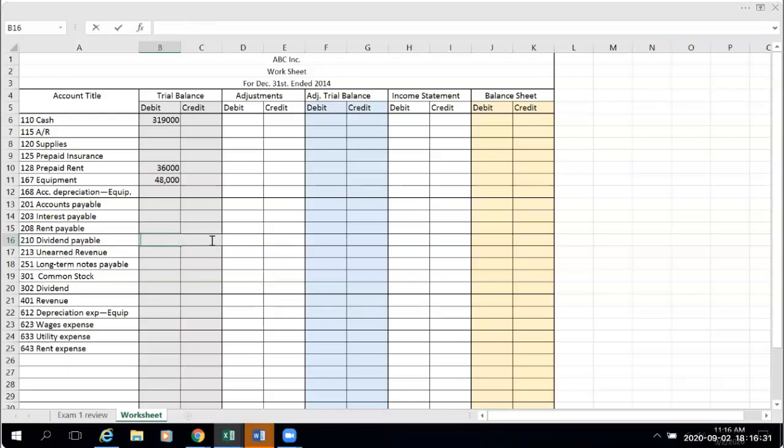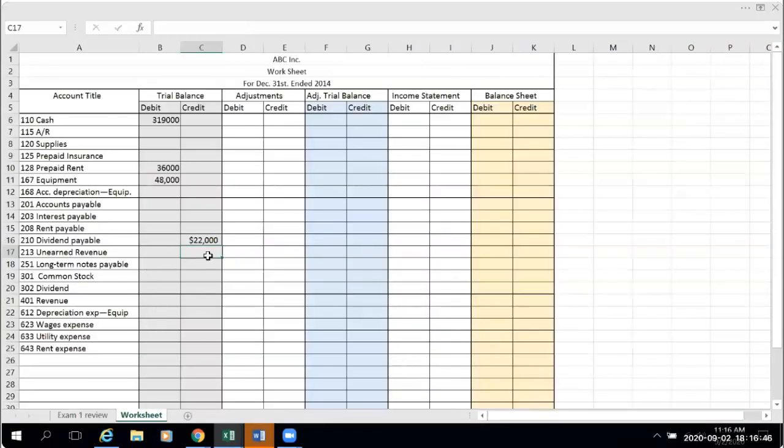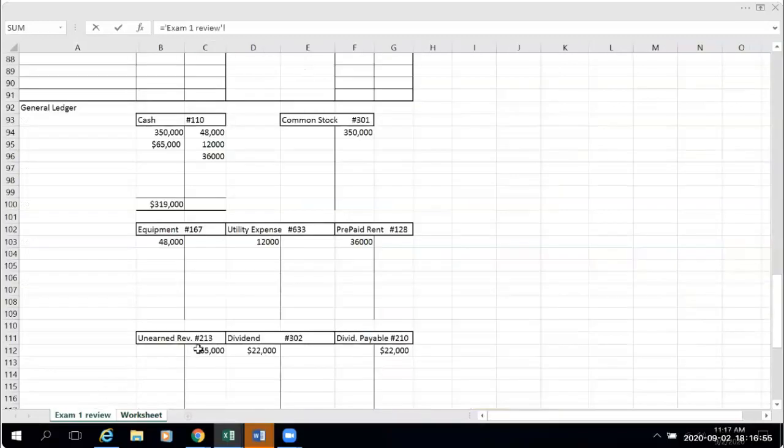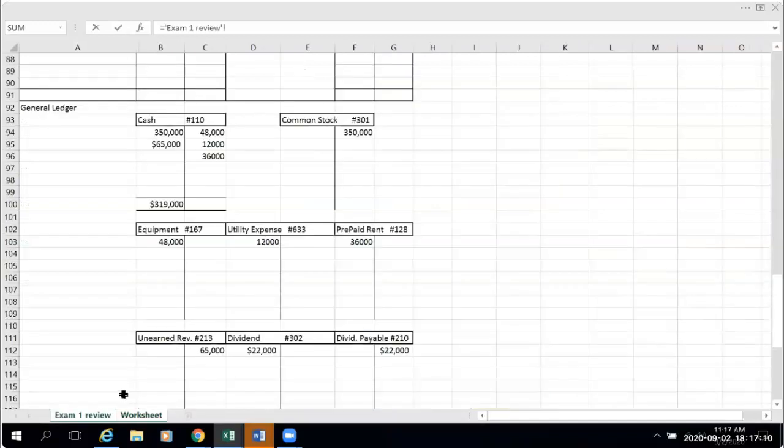And for liability, the normal balance is on the credit side. So dividend payable equals to, go to the credit side, go to dividend payable, which is on the credit side also, and enter. Unearned revenue, I remember that too. So on the credit side, normal balance under liability, and go to general ledger. It's on the credit side also, as you see, and enter. And long-term note payable, we don't have any. Common stock, I remember that. It's on the credit side, normal balance. So equals to common stock on the credit side, normal balance, enter.